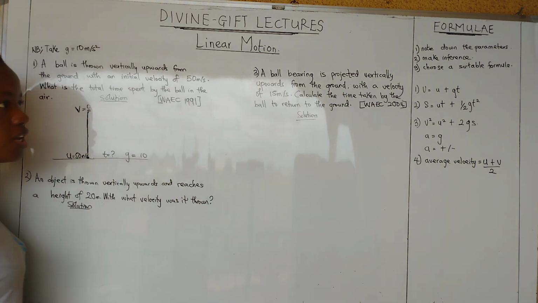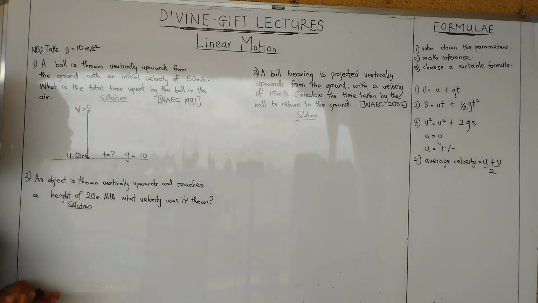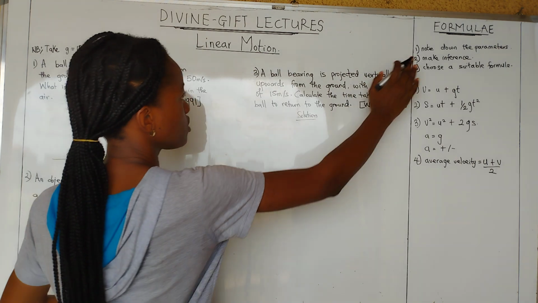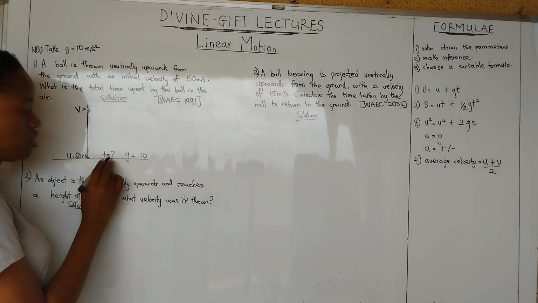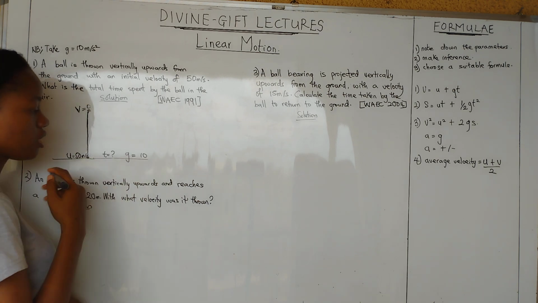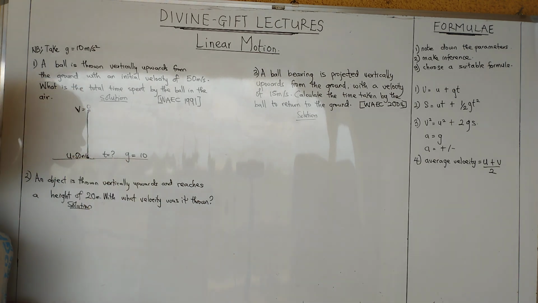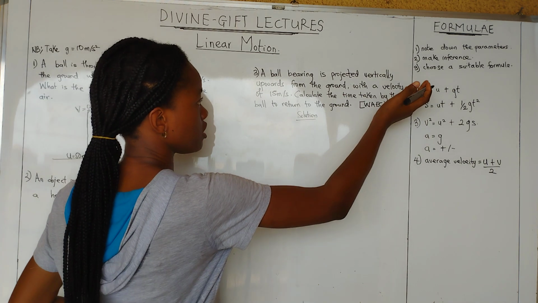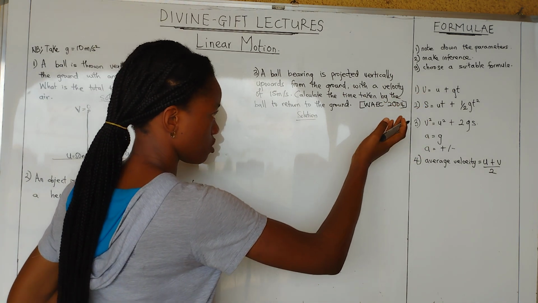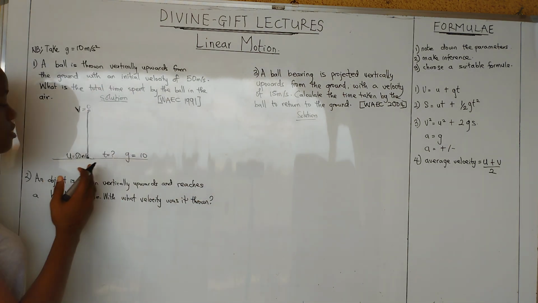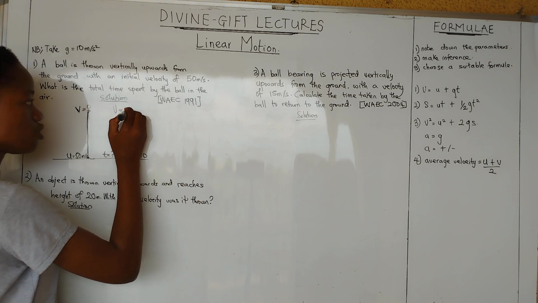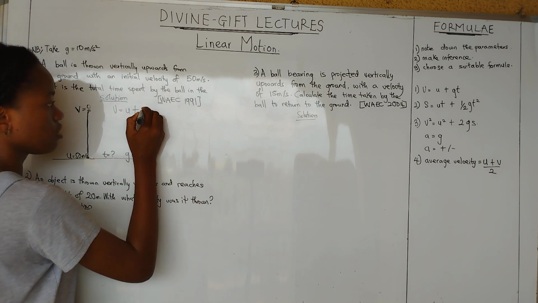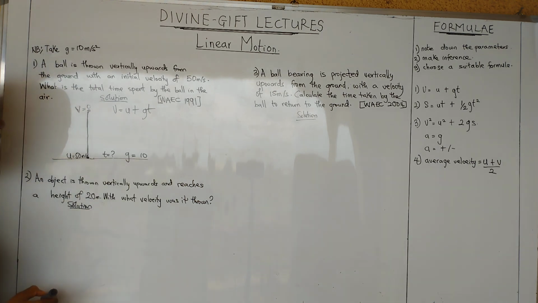So among these formulae, what are we going to use? We've noted down the parameters: V is equal to 0, U is equal to 50, T is what we are finding, and G is equal to 10. Now, we've made inferences, and number 3, we are going to choose a suitable formula. What formula has all these parameters in it? That is the first formula, which is V = U + GT. So this is the formula we are going to make use of.